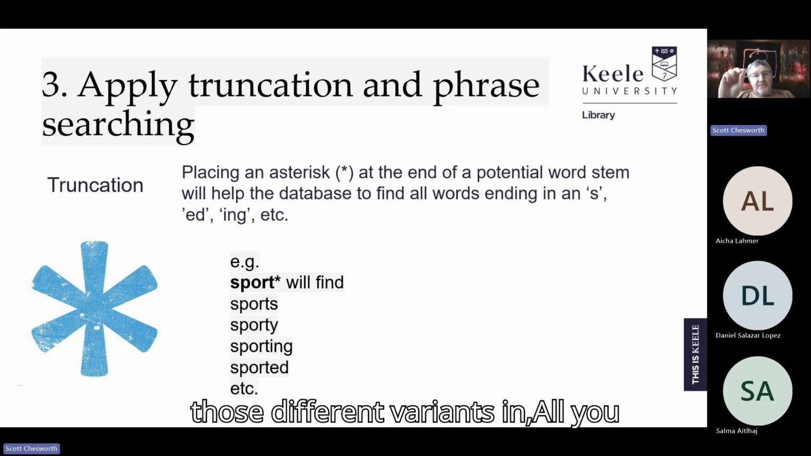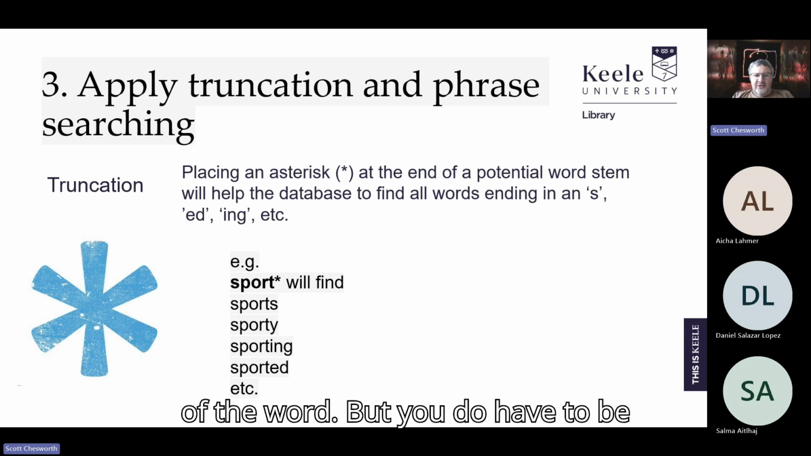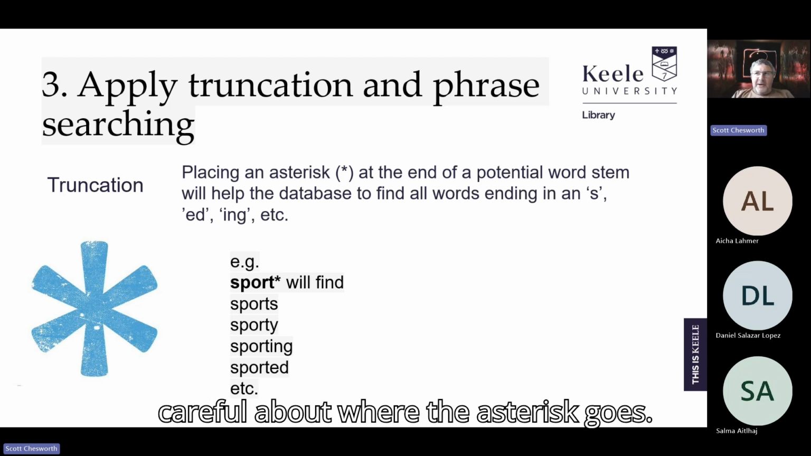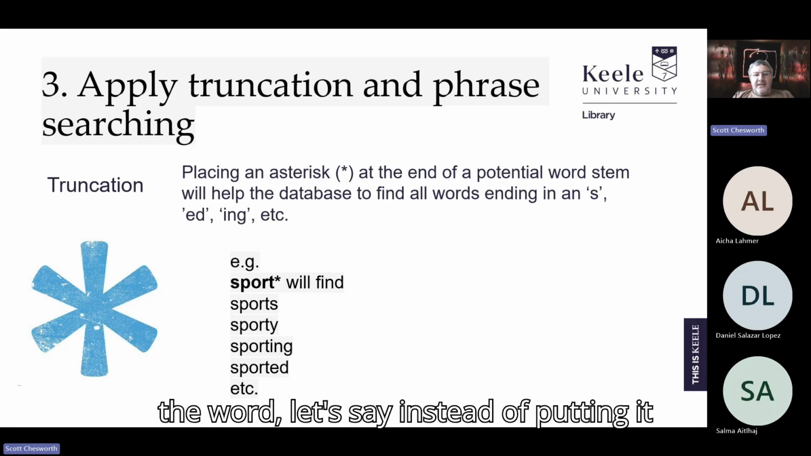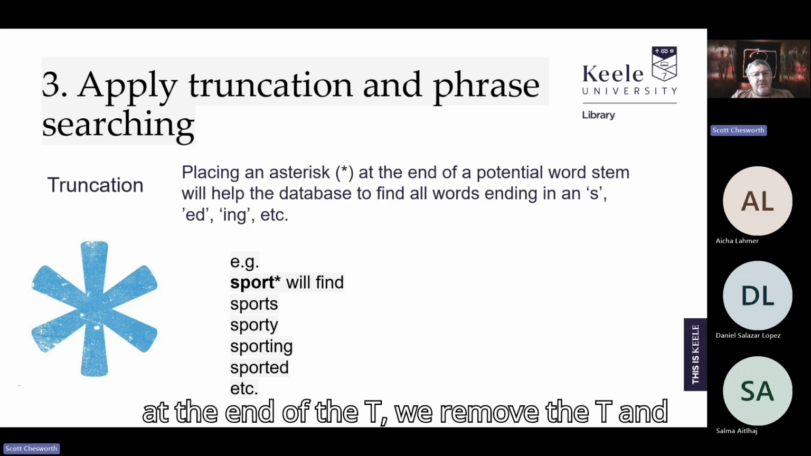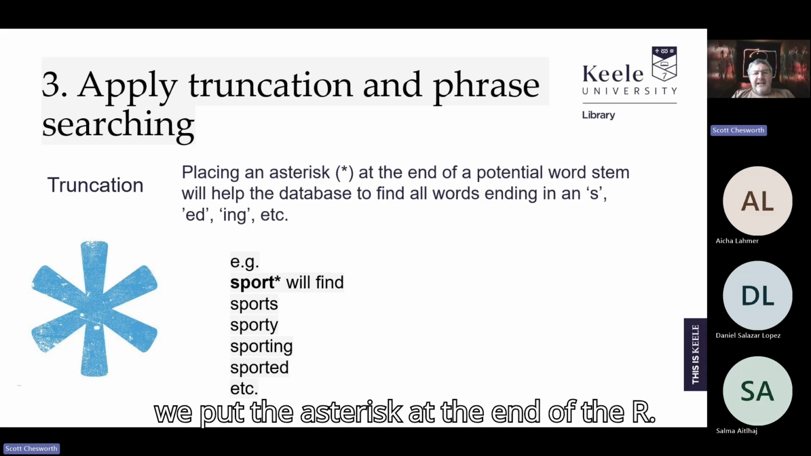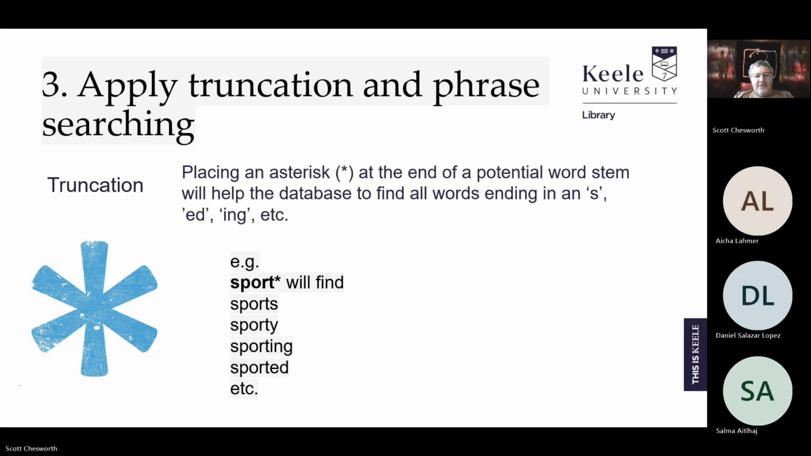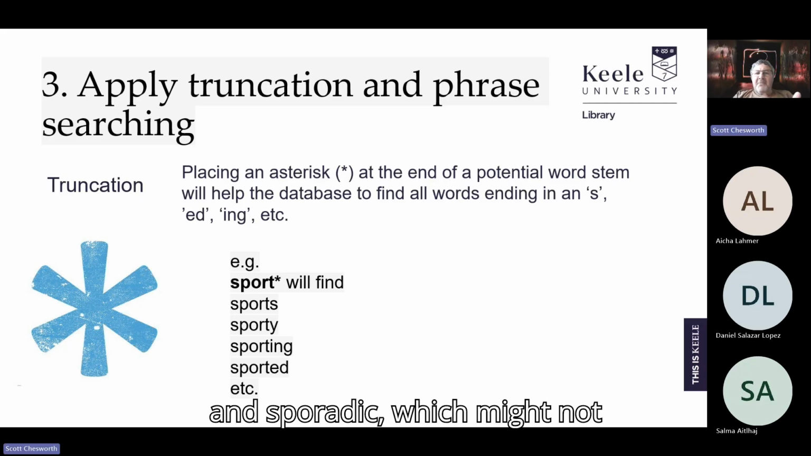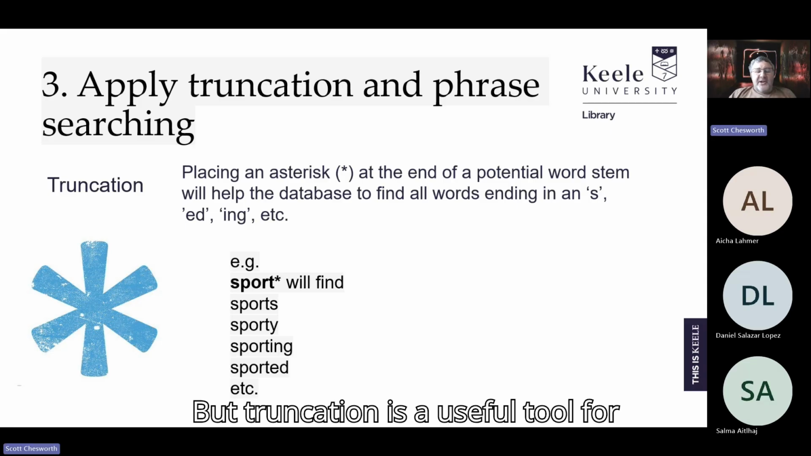And you don't have to put all of those different variants in. All you need to do is put the asterisk at the end of the word. But you do have to be careful about where the asterisk goes. Whilst it always appears at the end of the word, let's say instead of putting it at the end of the T, we remove the T and we put the asterisk at the end of the R. We'd get sport and its variants, but we'd also get spore and sporadic, which might not be what we wanted to see. But truncation is a useful tool for giving you more results.